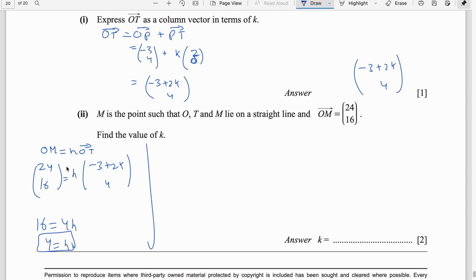Now we can use the x parts, which is 24 is equal to 4 into minus 3, which is minus 12, and 4 into 2k is 8k. So 24 plus 12 is equal to 8k. 36 is equal to 8k. k is equal to 36 by 8. 4 nines are 36, 4 twos are 8. So k is 4.5.